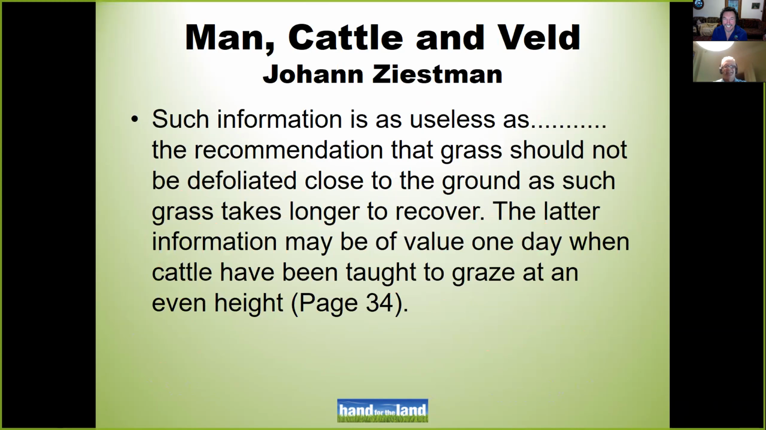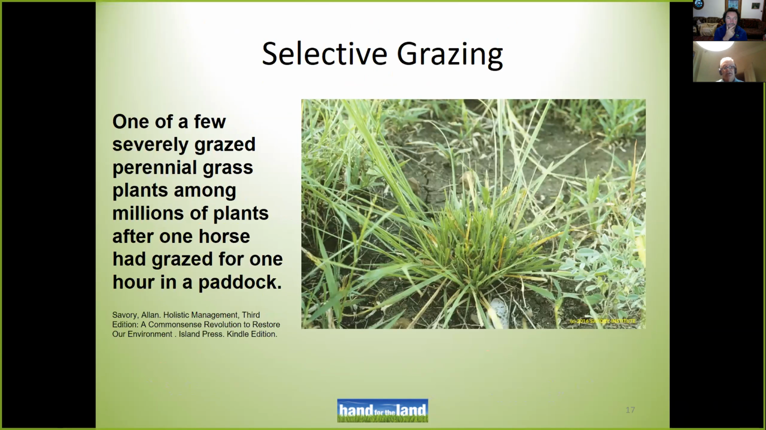Proceed. Yeah, thanks. So Johann, there's a few people saying we need high utilisation, and a lot of people saying we need low utilisation. You need to think this through and see what happens in your environment. So this is from Alan's book. This is among millions of plants. The horse had grazed for 1 hour, but it had severely grazed a plant that it liked. So they are selective grazers. We need to be aware that they will find a plant that they like and chew it nearly all the way to the ground.